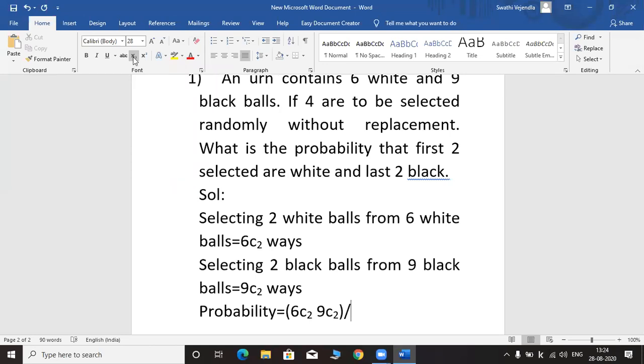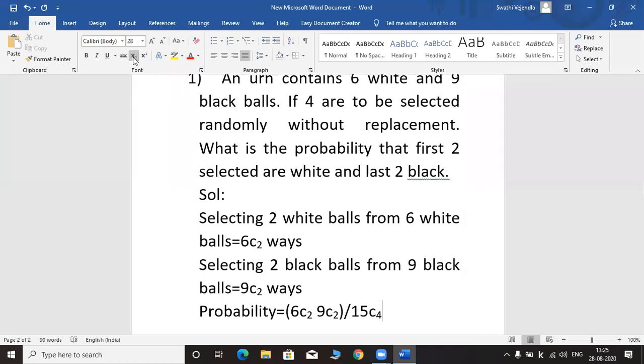What about the denominator? How many balls do we have? In the urn we have 6 white balls and 9 black balls. So the total is 6 plus 9, which is 15. Among 15 balls, we are selecting 4 balls. So 15C4.